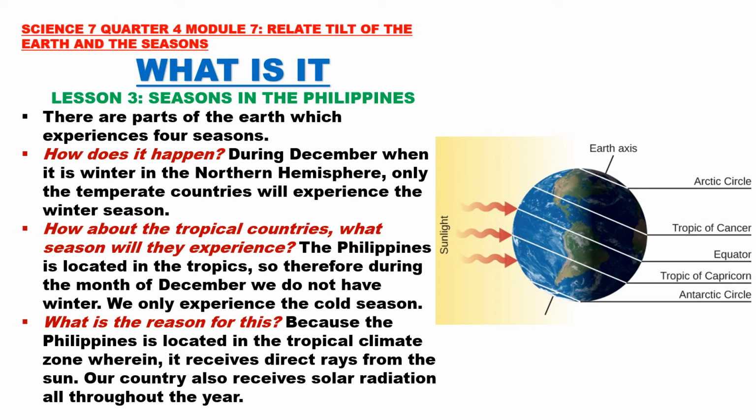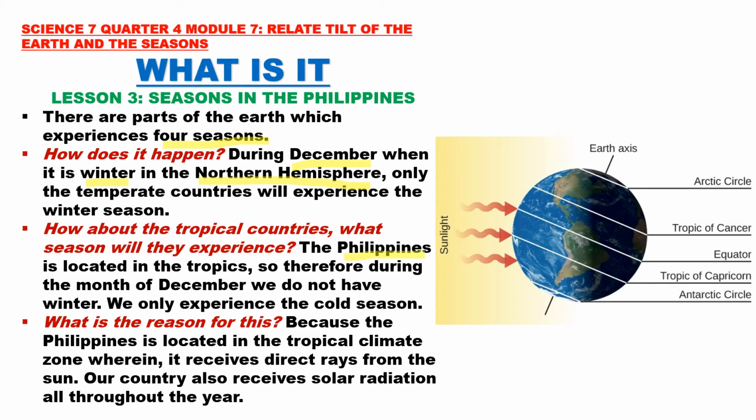Have you watched television series or movies shot in other countries? Do you notice some winter attire and summer get-up? It's because they have winter and summer seasons. There are parts of the earth which experience four seasons. How does it happen? During December, when it is winter in the northern hemisphere, only the temperate countries will experience the winter season. How about the tropical countries? What season will they experience?